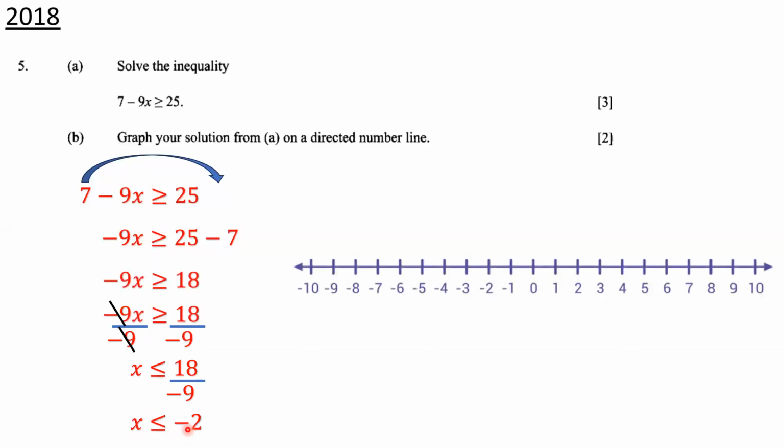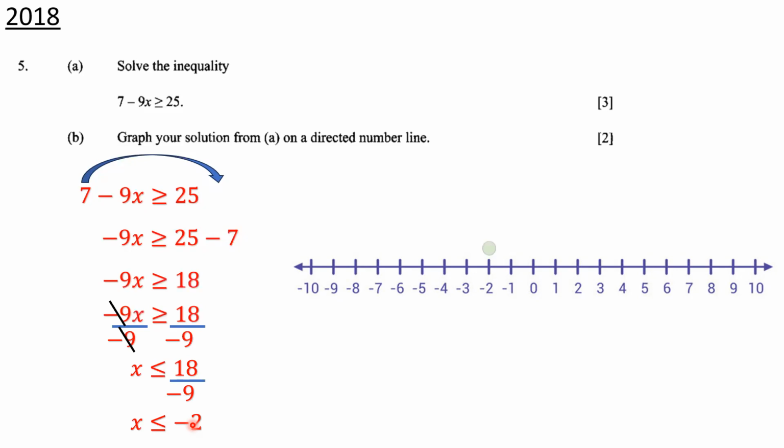Now, because we have the line underneath, that means we're going to include the negative 2. So we shade the circle, because we have the line underneath that sign, which means that we include -2, but we want all the numbers that are less than -2. So x is less than or equal to -2. So we want -2 and all the numbers that are less than it.